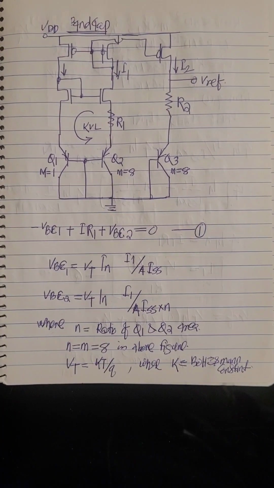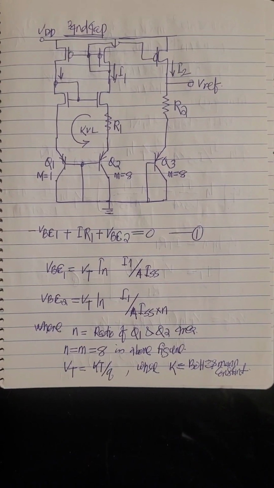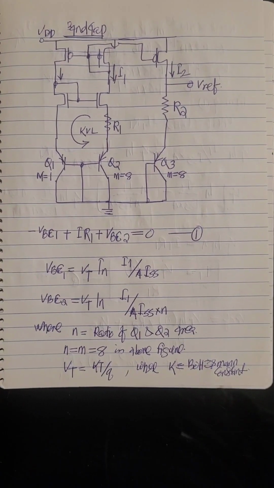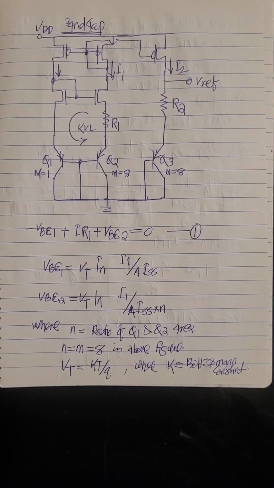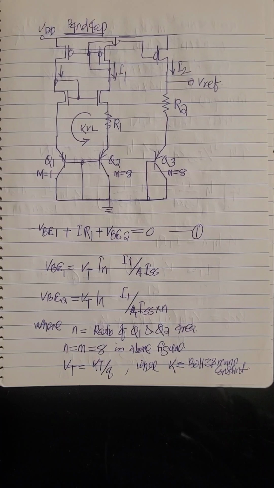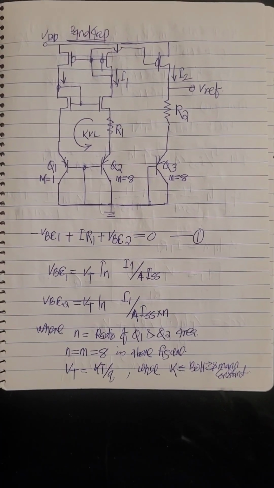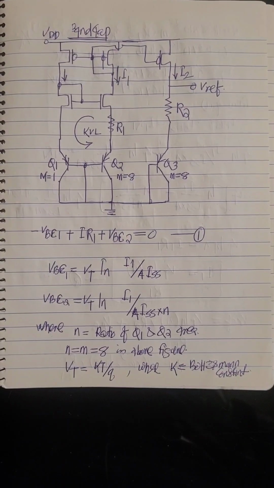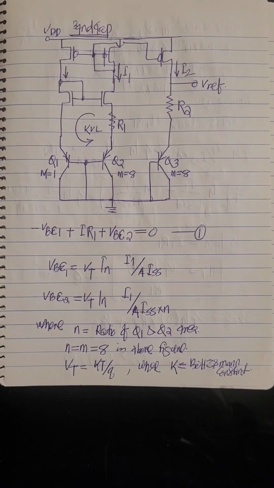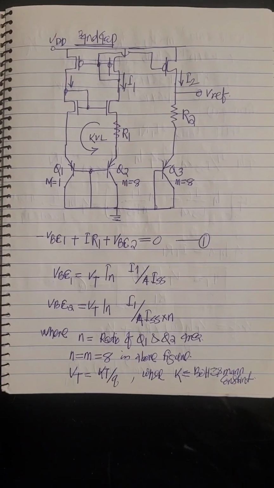If you look at the circuits, there is a band gap circuit where there are three PNP transistor connections and R1 and R2, and there are two NMOS and three PMOS connections. So Q1 size and Q2 size: Q1 is M equal to 1, Q2 is M equal to 8, and Q3 is M equal to 8.